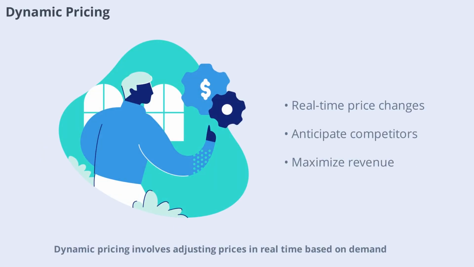Dynamic pricing involves adjusting prices in real time based on demand, competition, and other factors. Game theory helps firms anticipate competitors' pricing moves, while optimization algorithms determine the best price at any moment. This approach is common in airlines, hotels, and online retail.